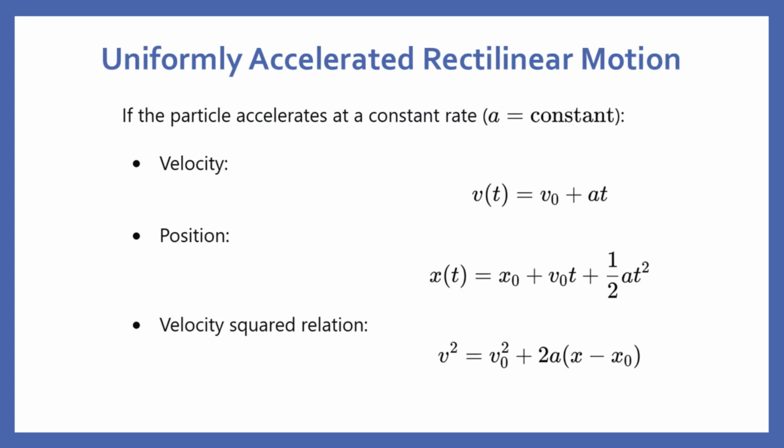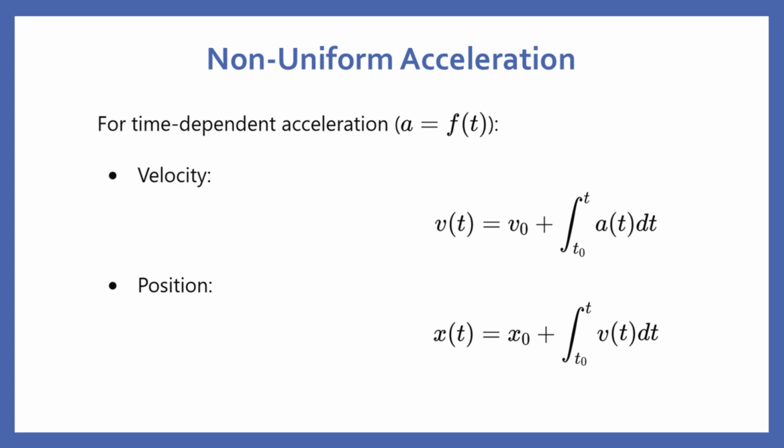Now we're getting more interesting. Uniformly accelerated motion is when acceleration remains constant. Think of a car smoothly speeding up or a ball falling under gravity. The key here is that the velocity changes at a constant rate. This is where physics gets exciting. We can predict exactly how an object will move under steady acceleration. Whether it's an object falling, a car accelerating, or a rocket launching, this principle helps us understand and predict motion with remarkable precision.